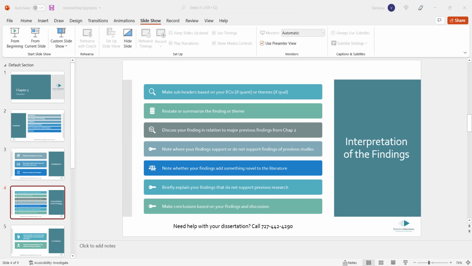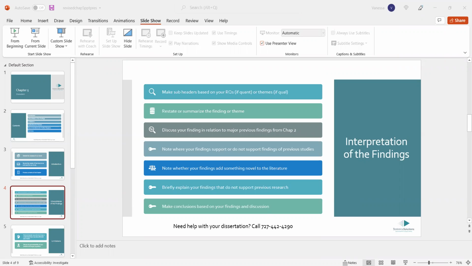If your findings don't support previous literature, it's customary to give some kind of explanation. Sometimes this can have to do with your setting. It could have to do with your sample. You studied a different sample of individuals than previous researchers did, so the findings not supporting the previous literature could have been attributable to that. Sometimes limitations affect results.